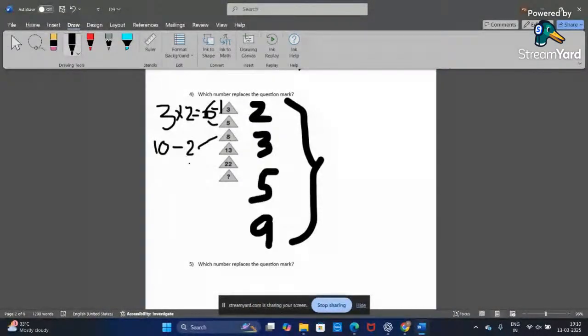This one, 8, we need to double. When you double it, we'll get 16. And we're subtracting with the next sequence number: 1, 2, the next number will be 3. So it is 13.